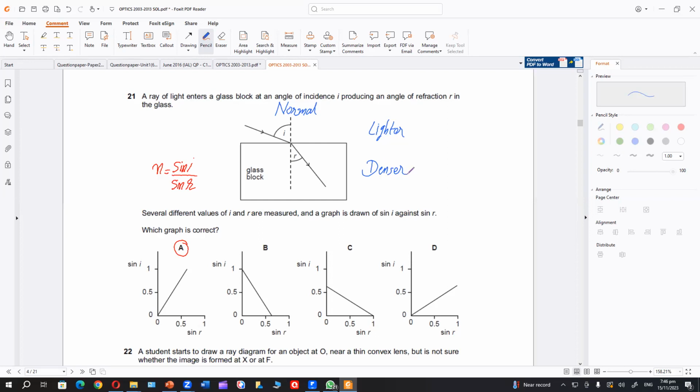When light is moving from lighter to denser, the light rays always bend towards the normal. Angle I is greater than angle R. What is n? n stands for refractive index. Remember, angle I is greater than angle R. The ratio is constant. n is a constant.